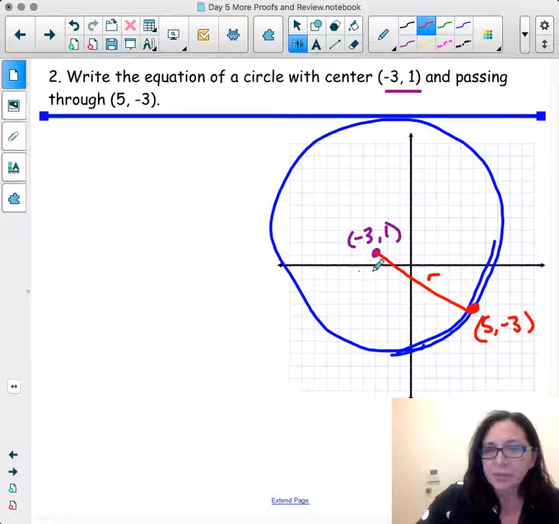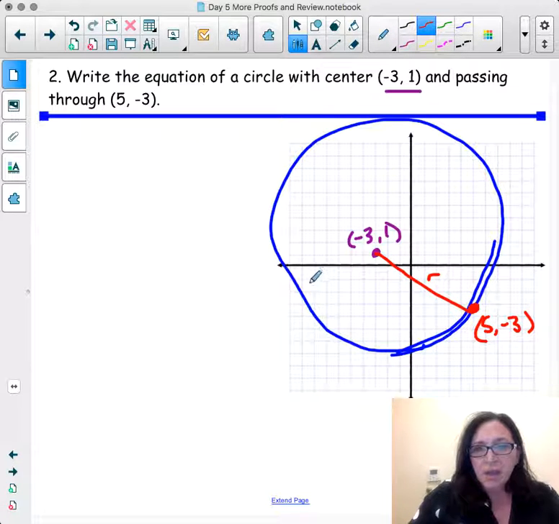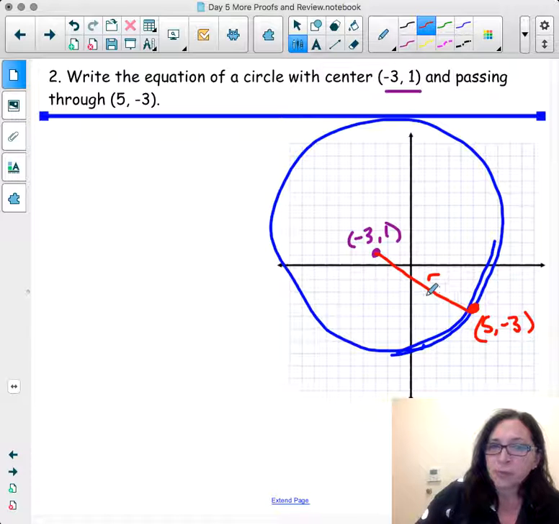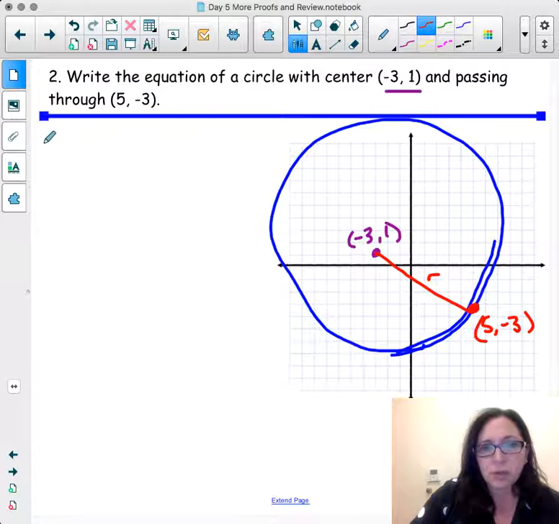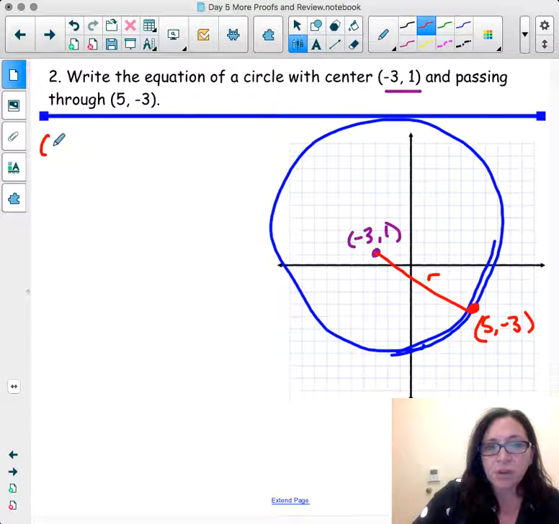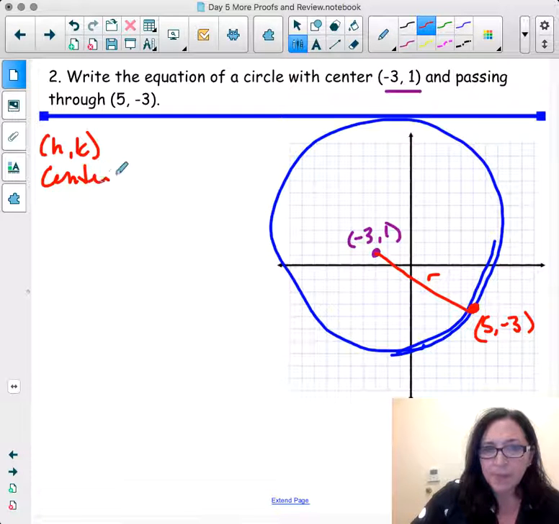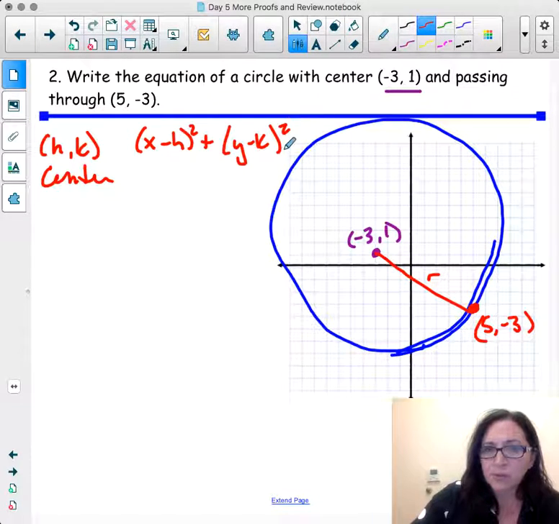A couple of things. In order to find the length of that radius, I definitely can make this into a right triangle and use Pythagorean theorem. Or I can just use the distance formula to find that length. But remember, the equation for a circle is going to be, well, given h, k as my center, the equation of my circle would be the quantity x minus h squared plus y minus k quantity squared is equal to the radius squared.